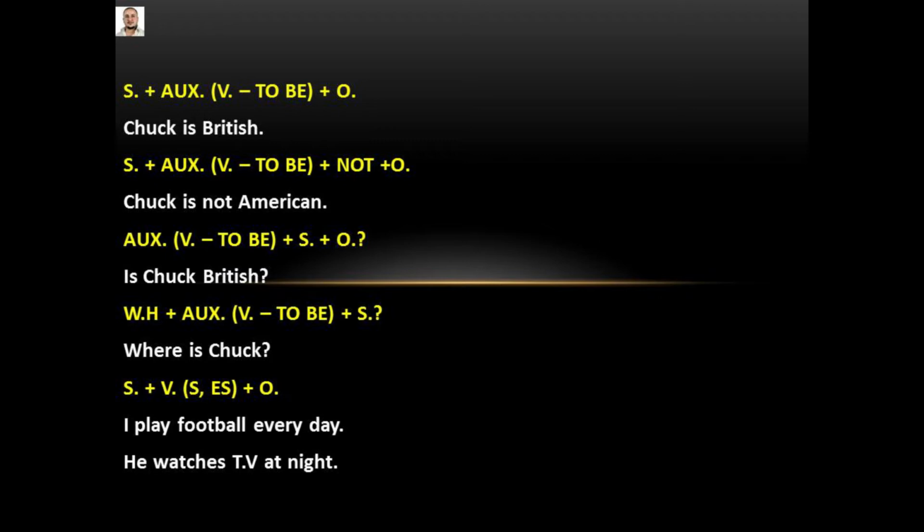Okay, now we come to the second rule of the simple present, part B, or the second part, when we have a verb. Firstly, we have subject, verb, object. If the subject is singular, except I, like he, she, it, we add an S or ES to the verb. For example, I play football every day. He watches TV at night.